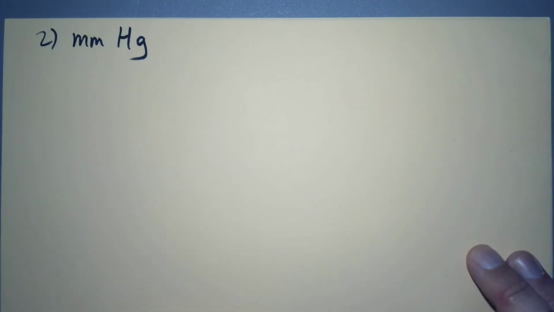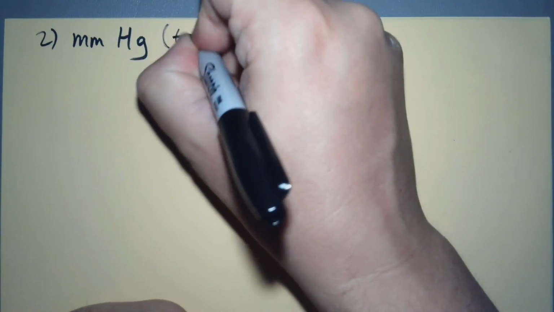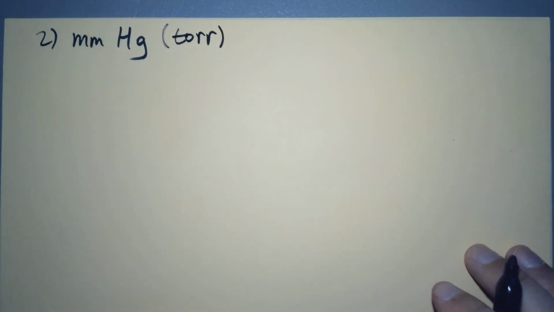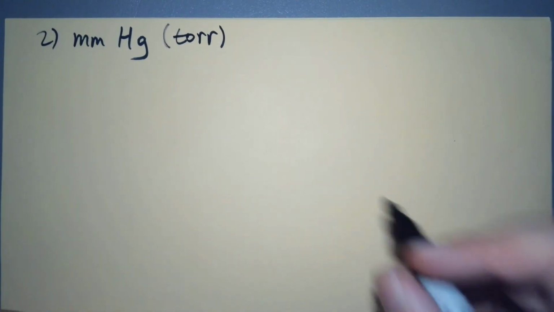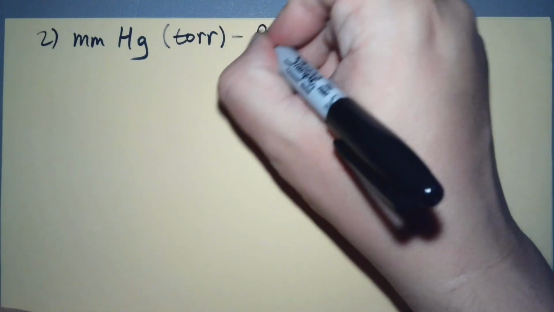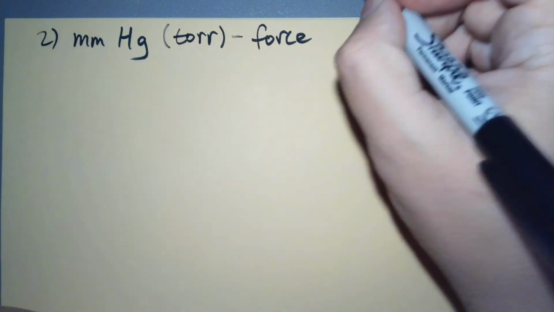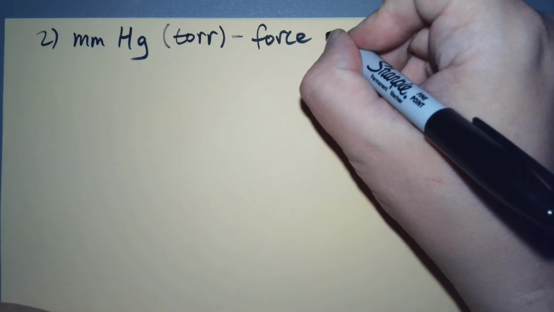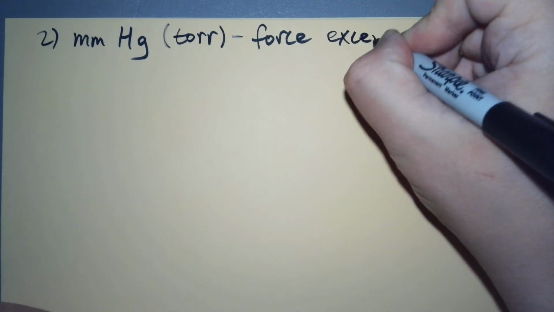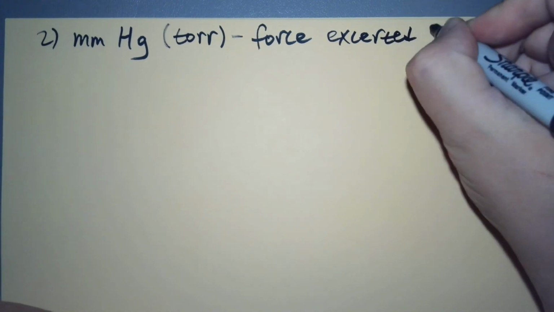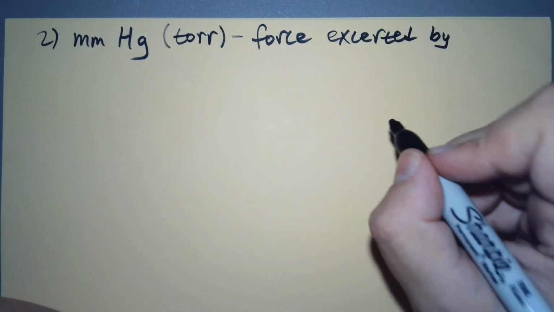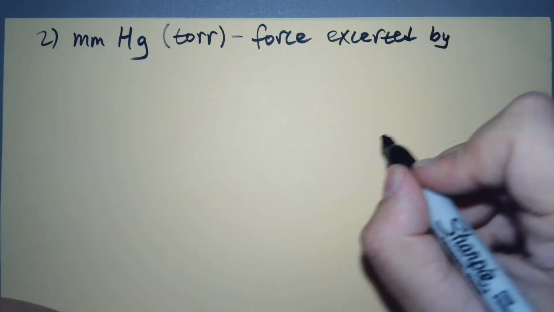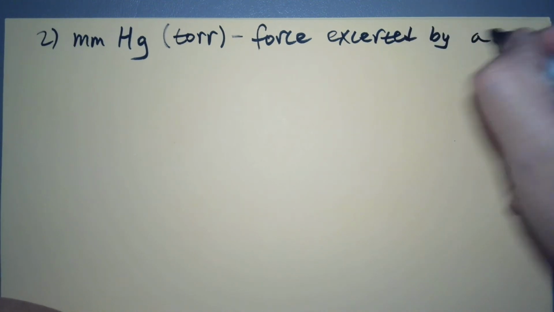Naturally, it must have some other name as well. If you ever see torrs, that's the same as a millimeter of mercury. And this is basically just like the name describes. It's the force exerted by a column of mercury.